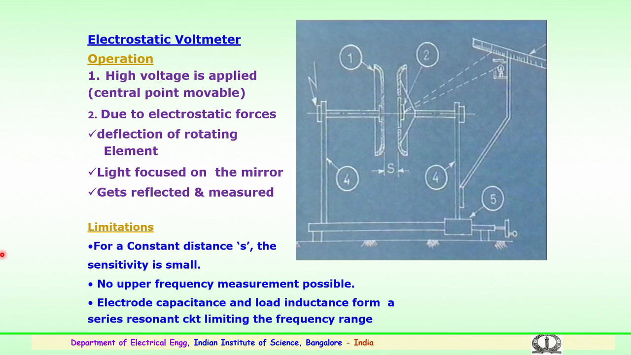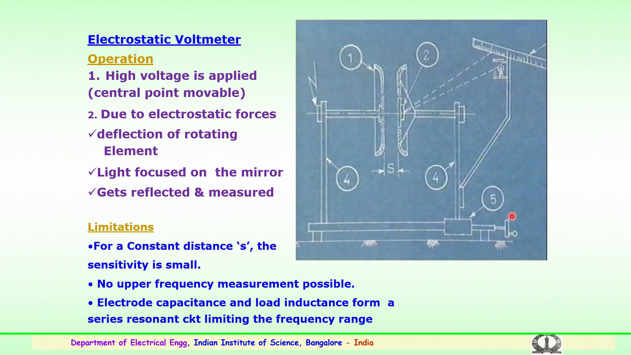So, operation: the high voltage is applied to the central point of the movable electrode here. Due to the electrostatic force, a deflection of the rotating element happens, and the light which is focused on the mirror gets reflected here, and this scale gives the measurement of the values, for a particular voltage the deflection obtained, and that is given in the measuring dial shown.